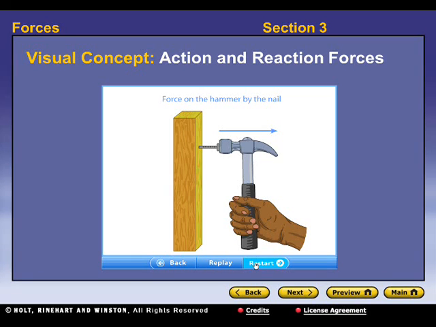Okay, so as the hammer hits the nail, it exerts a force on the nail, but the nail also exerts an equal force on the hammer in the backward direction, remember that as far as action-reaction pairs, which is how the hammer comes to a stop.